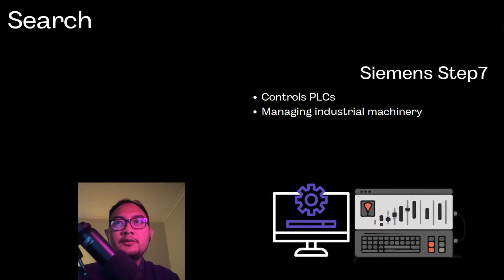After infecting the host, Stuxnet begins to search specifically for the Siemens Step 7 program, which is a controller for programmable logic controllers, or PLCs. These are responsible for managing industrial machinery.